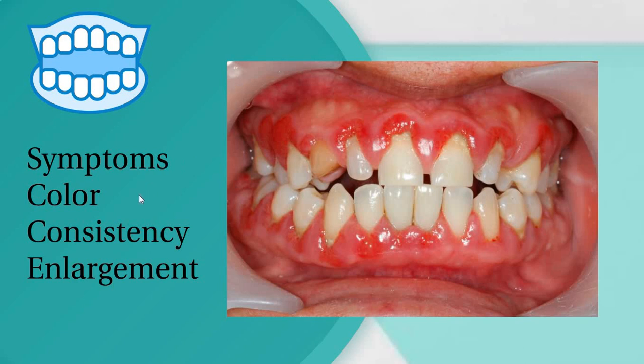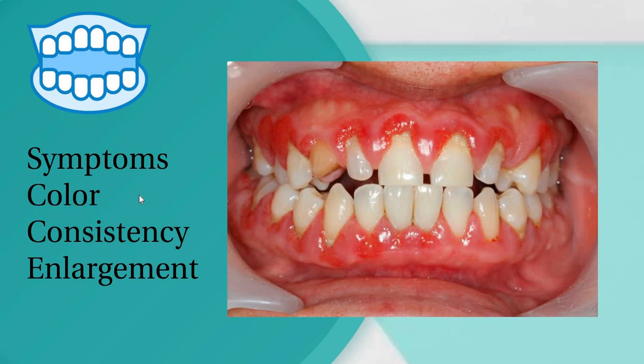Regarding the color, the gingiva becomes redder when there is an increase in vascularization or when the degree of epithelial keratinization is reduced. So there will be a loss of keratinization. The color becomes paler when vascularity is reduced and keratinization is increased. But in gingivitis, it's the reverse.